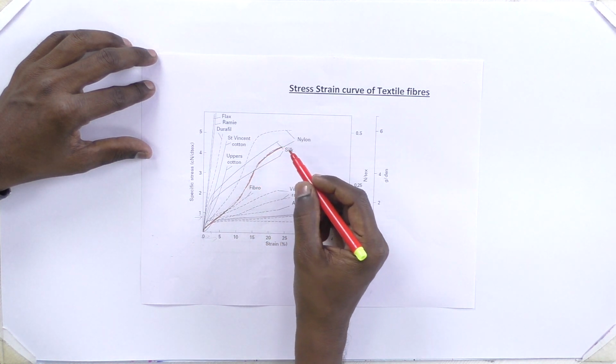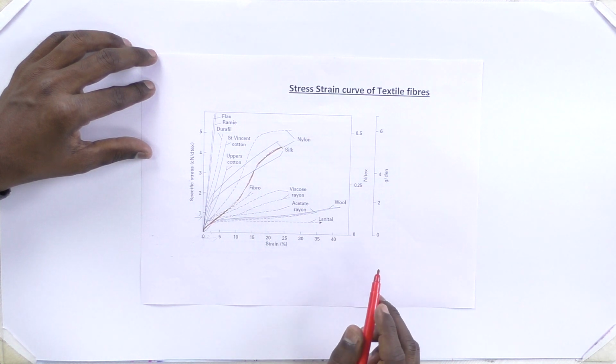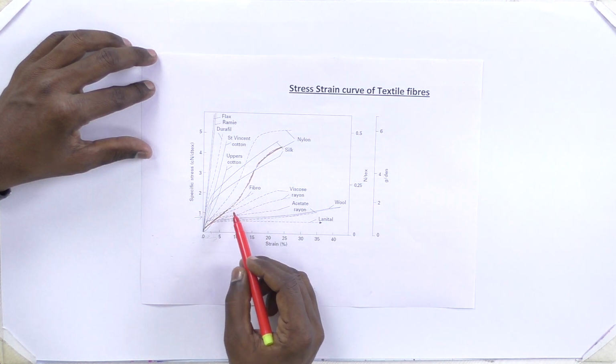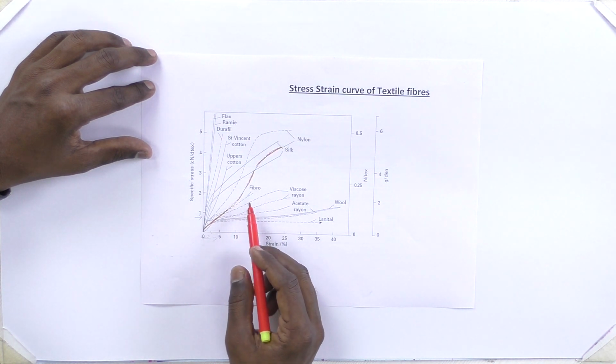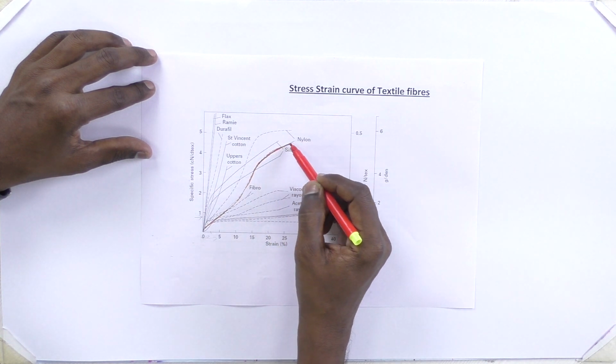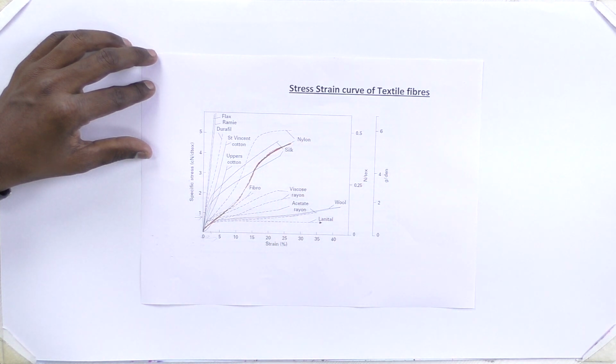But at the initial stage, the withstanding capacity is more. After applying high load, it loses its withstanding capacity and the extension is heavy. These are the properties of silk fiber. Next, nylon fiber, it shows a different curve.